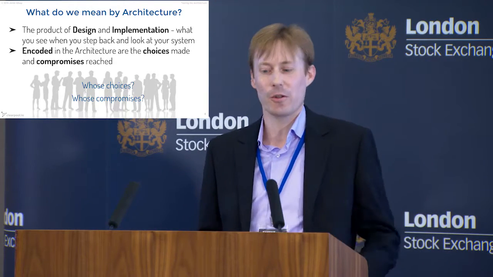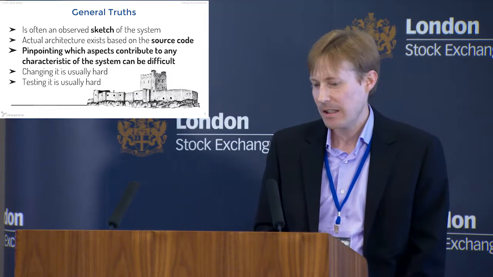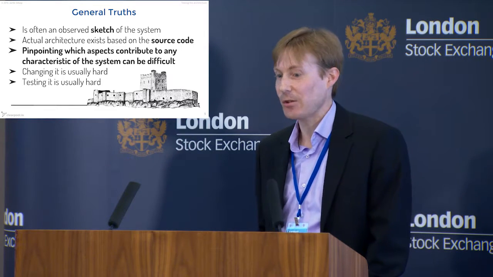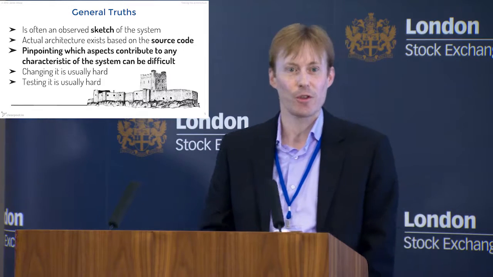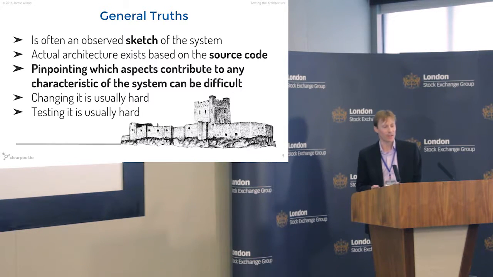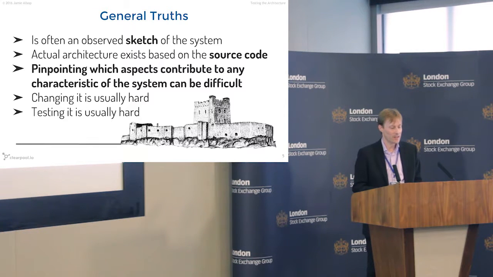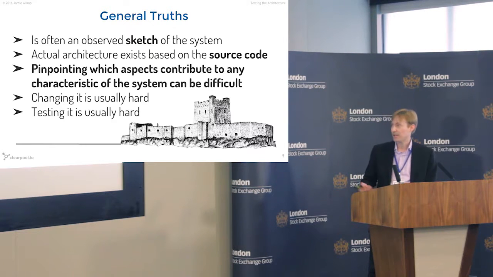So there are general truths about architecture. It's often an observed sketch of the system. The actual architecture that exists, however, is based on the source code, and it's based on the deployment and so on and so forth, the manifestation of that. So pinpointing which aspects of the architecture contribute to any characteristic of the system can be very difficult. And this is obviously one reason why it's hard to change, and it's also why it's hard to test.